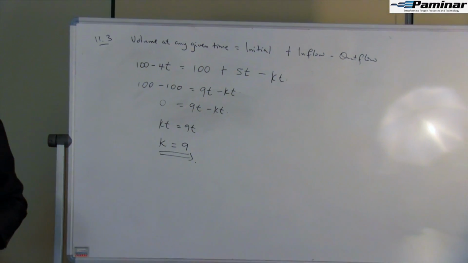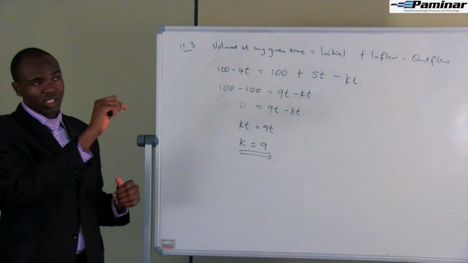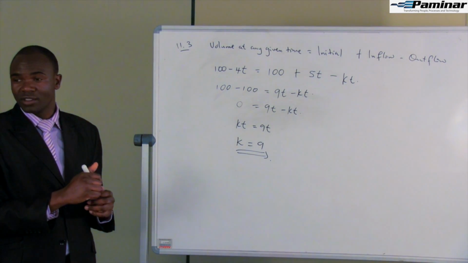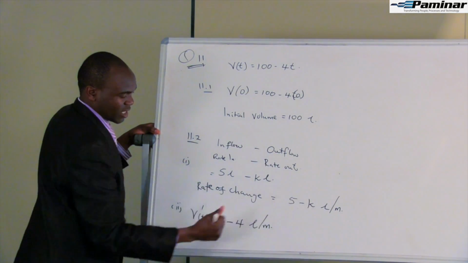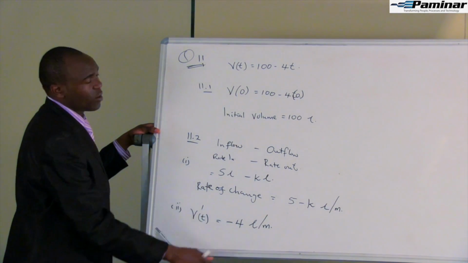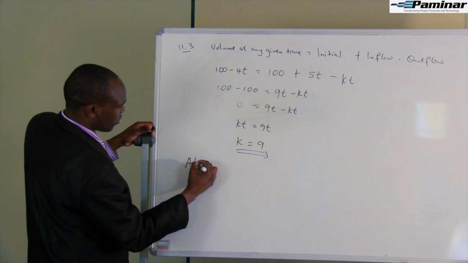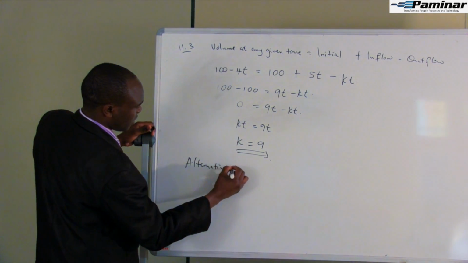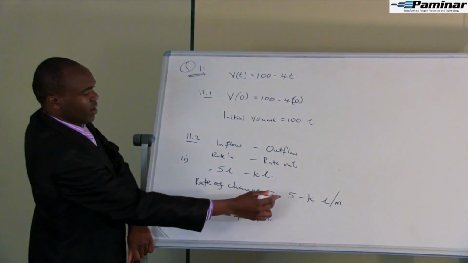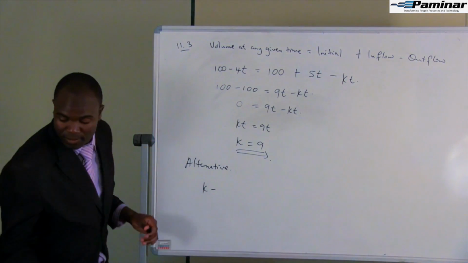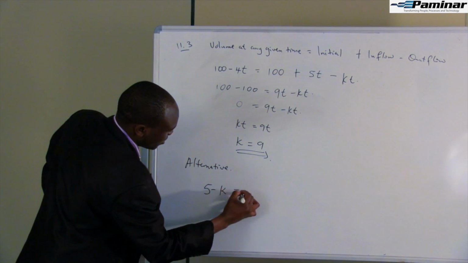Okay? Now, another formula that we can work it out with. Remember those two expressions that we used to get the rate? The first one was 5 minus K, and the other one was minus 4. Now we can just equate the two. This is another alternative way of working out. Remember it was K minus 5 minus K.